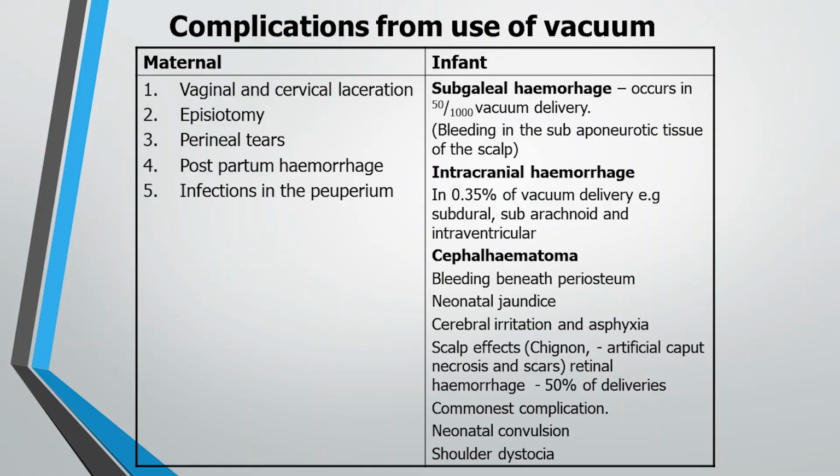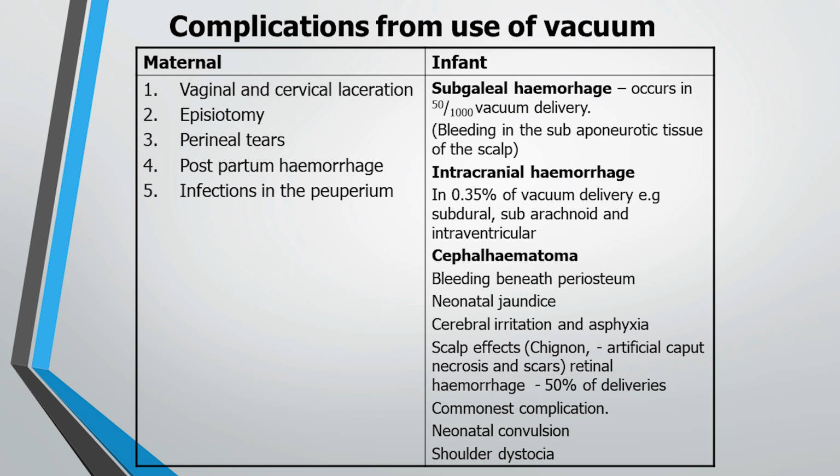What are the complications from the use of vacuum? Again, maternal complications and infant complications. The infant complications are more. The first that is so common is subgaleal hemorrhage. This is hemorrhage that occurs by bleeding into the subaponeurotic tissue of the scalp. So the bleeding can be wide because it is just beneath the skin. It occurs in about 50 per 1,000 vacuum deliveries.